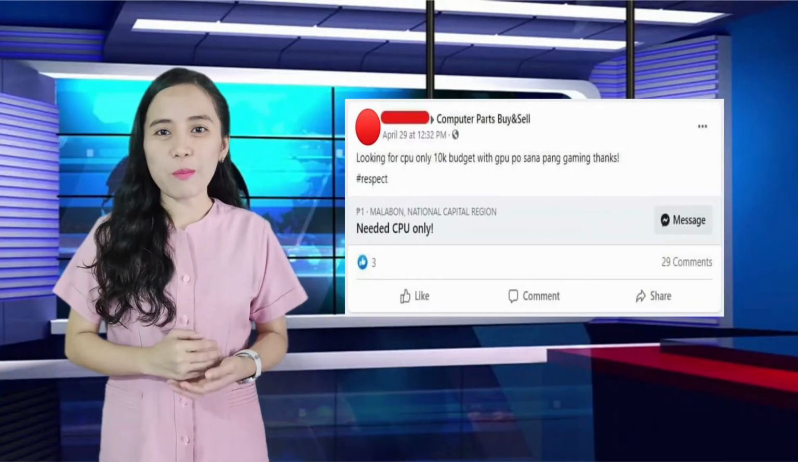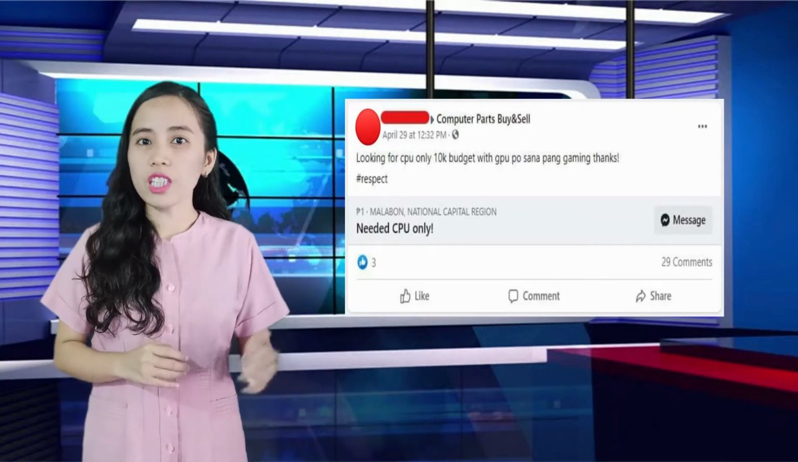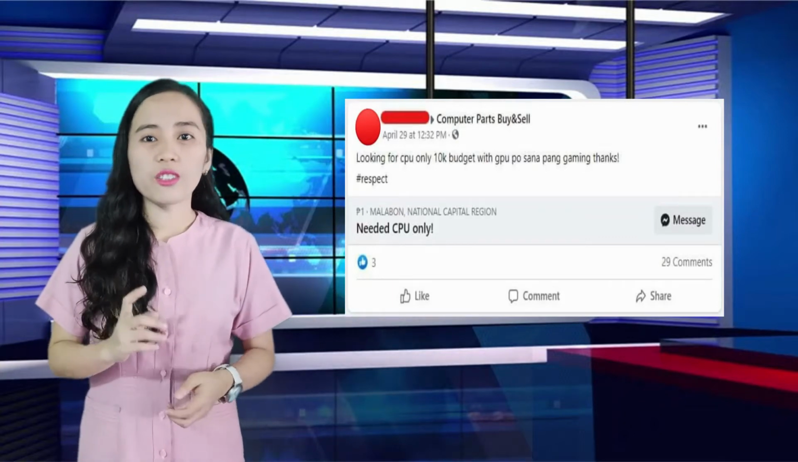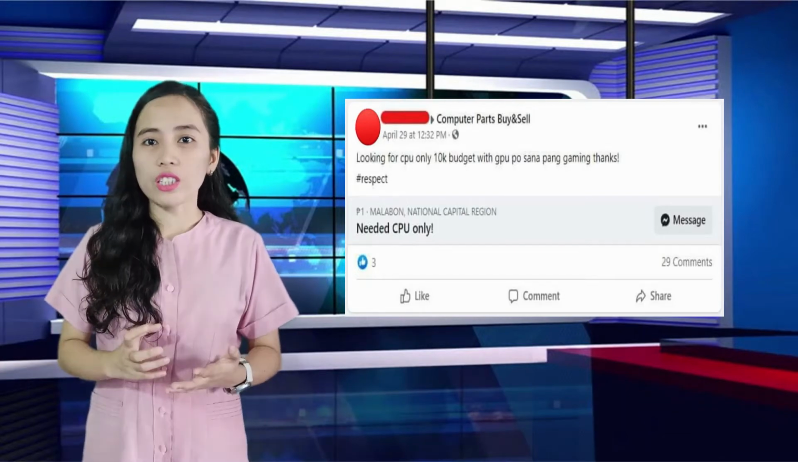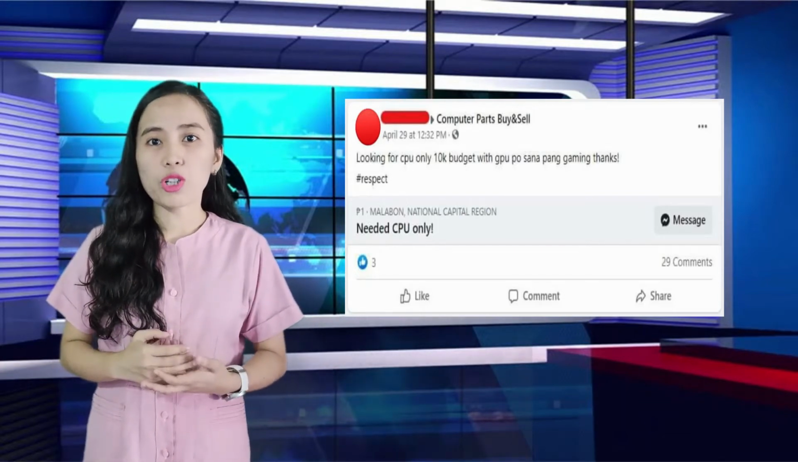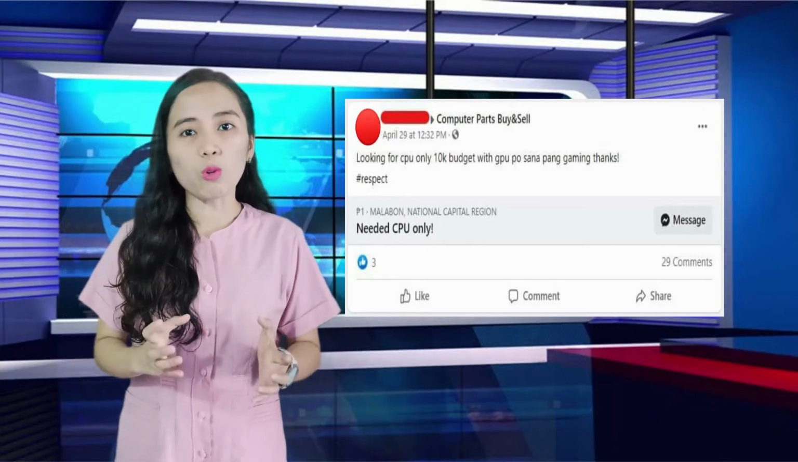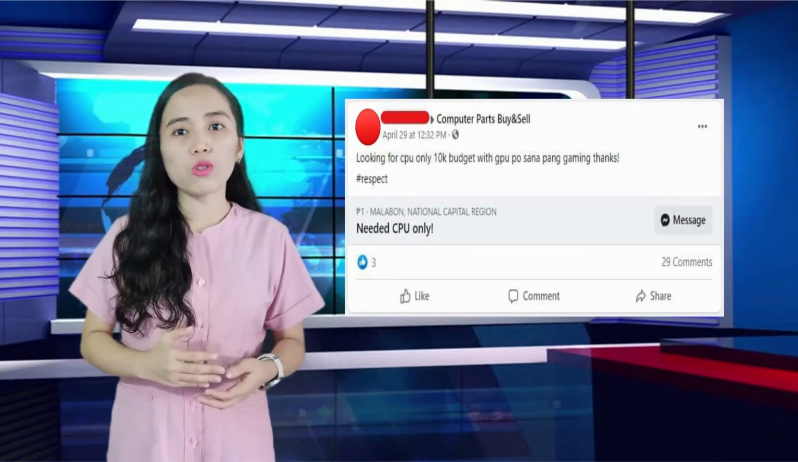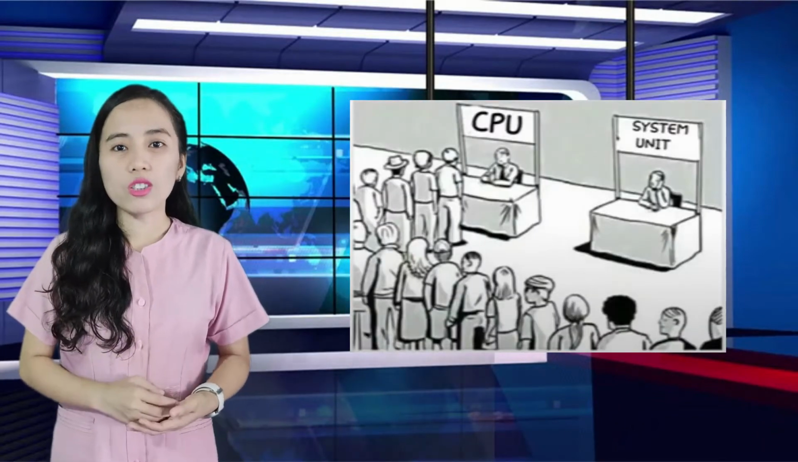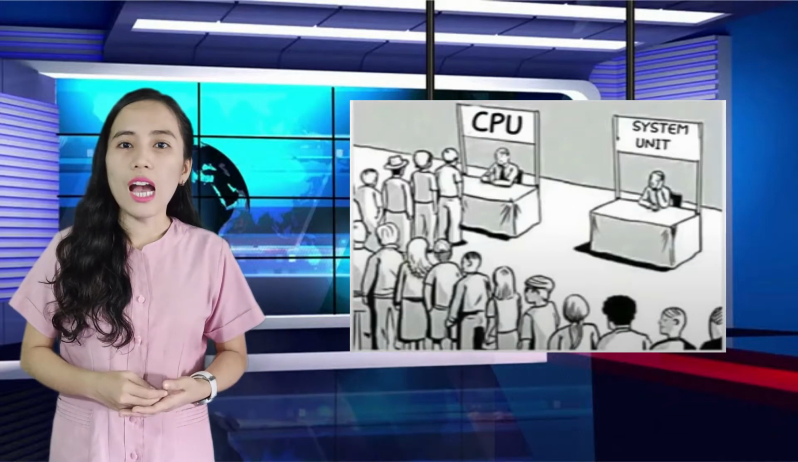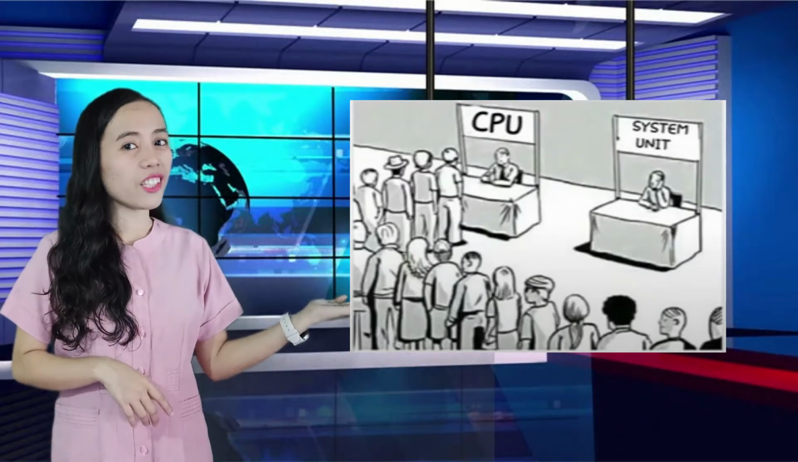Now what can you say about it? According to the person who posts this on Facebook, he is looking for a CPU with a budget of 10,000 for gaming. And I think what he meant on his post is a system unit, not the CPU. It is a common computer misconception that some people still call this a CPU.